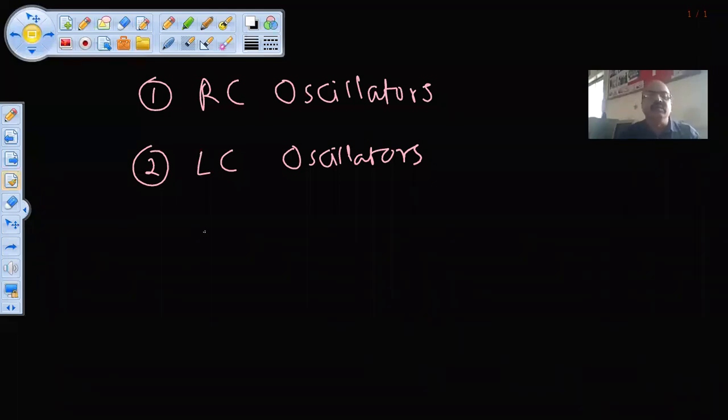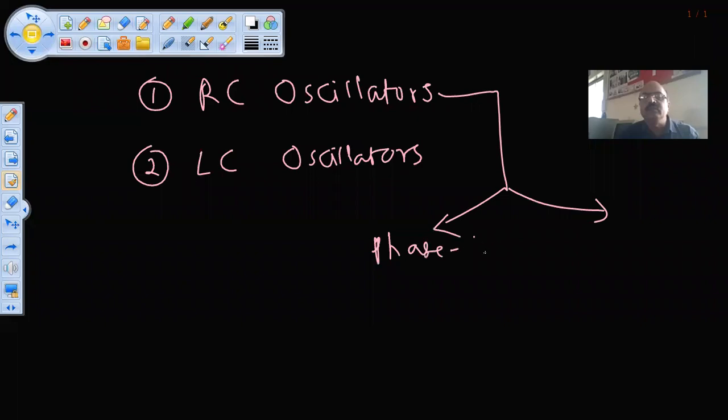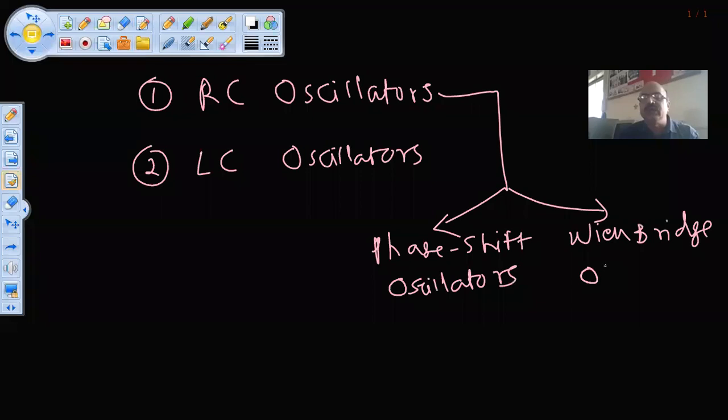And the RC oscillators, again, they are further divided into two categories. One is phase shift oscillator, and second one is wine bridge oscillator. Both are RC type, but their structures are slightly different. Both are using R and C, but slightly the connection is different.